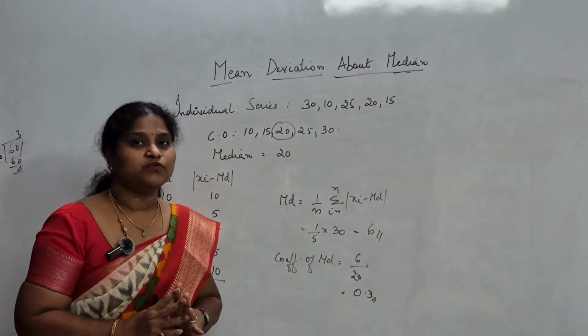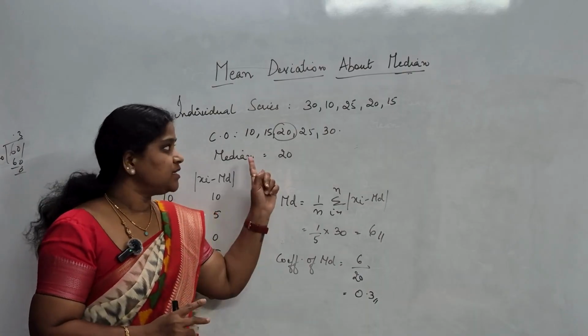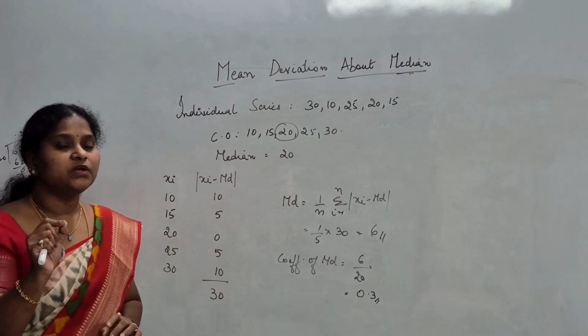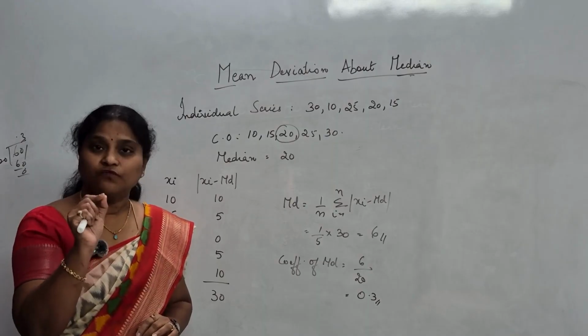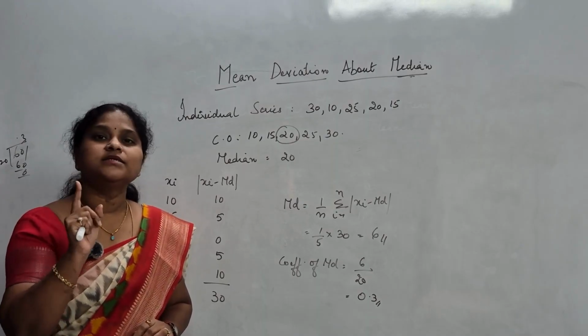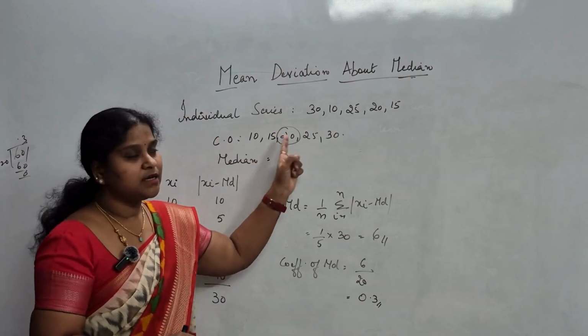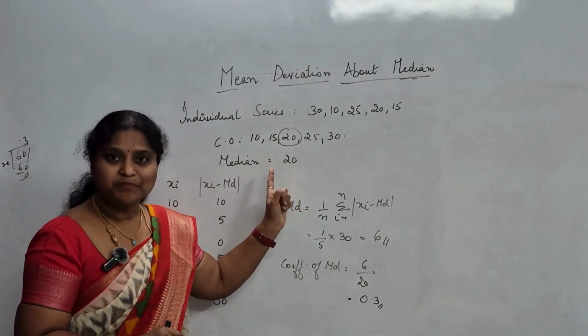Let this be an example for individual series where a total of five values are given. The data is arranged in increasing or decreasing order, and in case of individual series, for the number of values being odd, the central value will be the median. So once we have arranged this data in increasing order, the central value here is 20, which is the median.